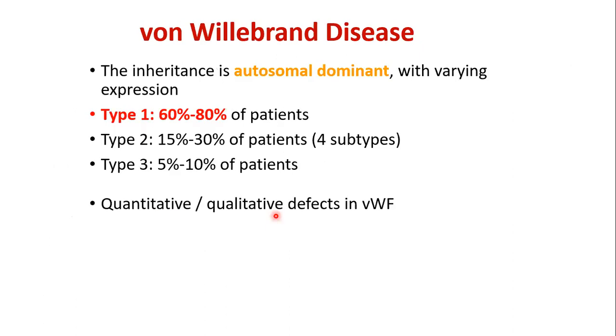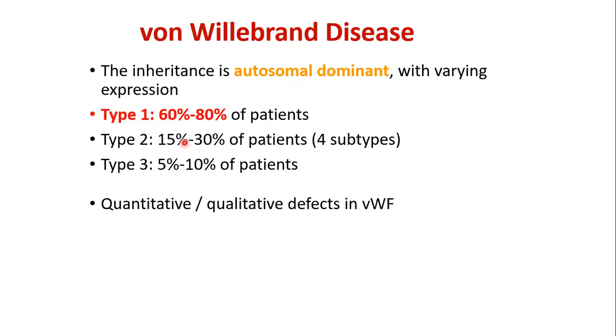So von Willebrand disease is inherited autosomal dominant. Hemophilia A and B are X-linked recessive disorders. Inheritance in von Willebrand disease is autosomal dominant with varying expression. There are different types of von Willebrand disease, type 1 to type 3, with 4 subtypes in type 2. Most are autosomal dominant, some are autosomal recessive and others also.